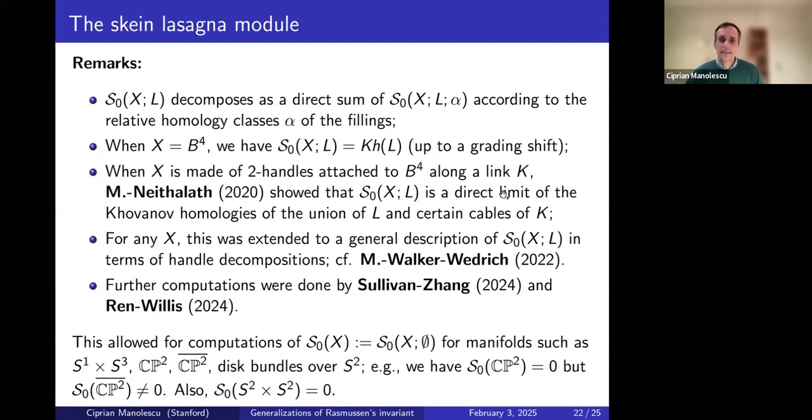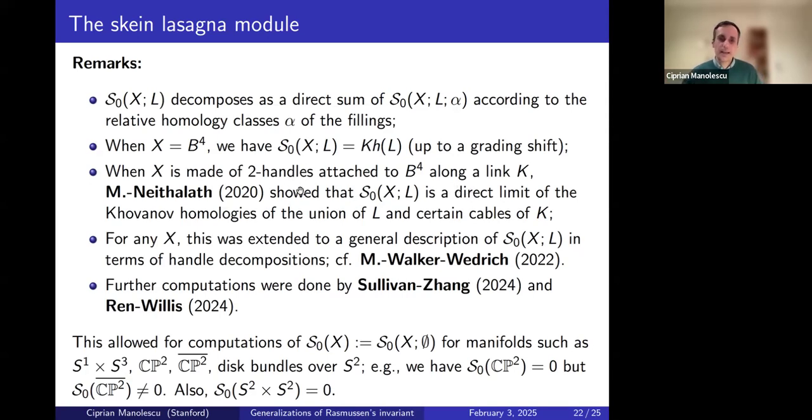And what we showed is that in that case, you can compute the Skein lasagna as a direct limit of Khovanov homologies of the union of your link and cables of K. And you have to consider infinitely many cables. Okay, so this is a formula. It involves infinitely many terms. And to apply it, you need to understand some Khovanov homology of cables, which is not always easy, but again, in some cases, it can be done. Okay, so this was for two handles.